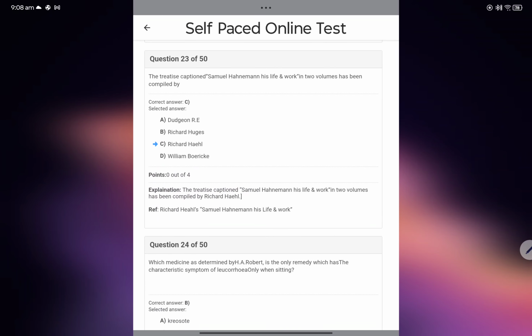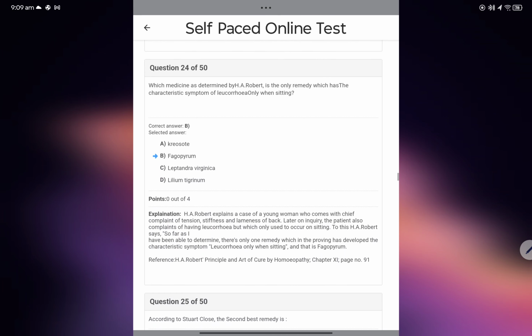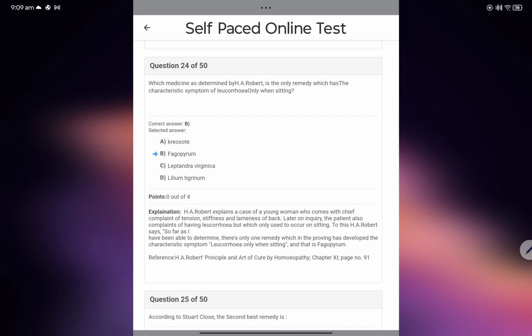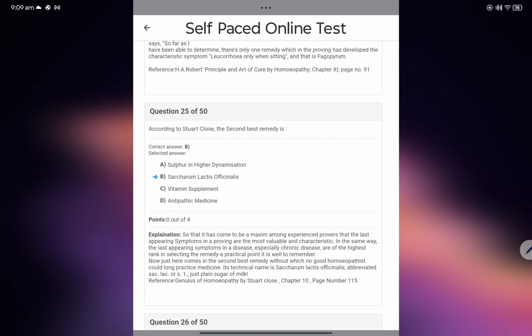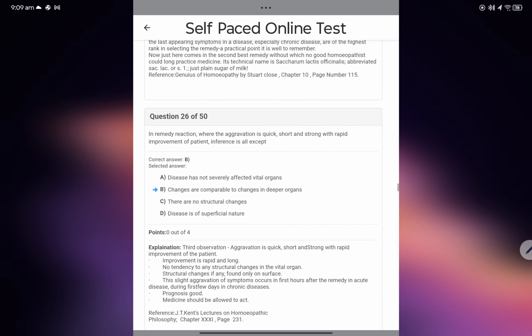Next question, the treatise captioned Samuel Hahnemann, his life and work in 2 volumes has been compiled by Dr. Richard Haehl. Next question, according to Stuart Close, the second best remedy is, the answer is Saccharum lactis officinalis. Next question.